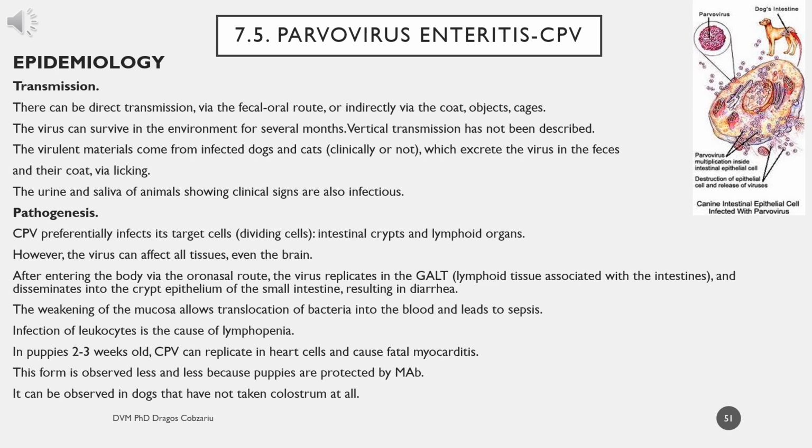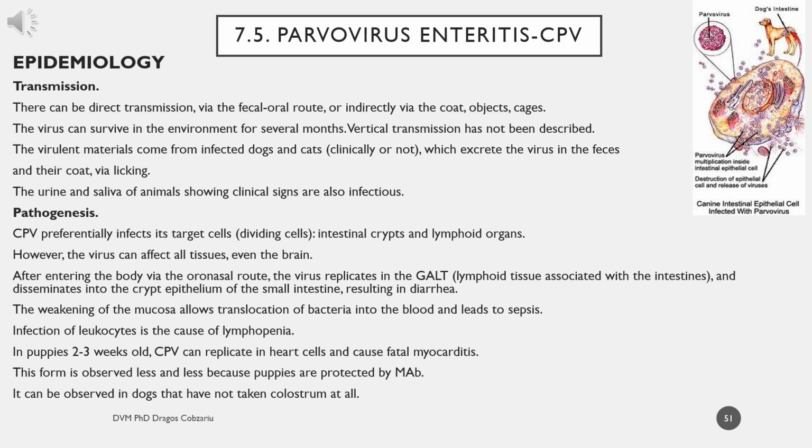Pathogenesis. CPV preferentially infects its target cells: dividing cells, intestinal crypts, and lymphoid organs. However, the virus can affect all tissues, even the brain. After entering the body via the oronasal route, the virus replicates in the GALT, the lymphoid tissue associated with the intestines, and disseminates into the crypt epithelium of the small intestine, resulting in diarrhea. The weakening of the mucosa allows translocation of bacteria into the blood and leads to sepsis. Infection of leukocytes is the cause of lymphopenia.